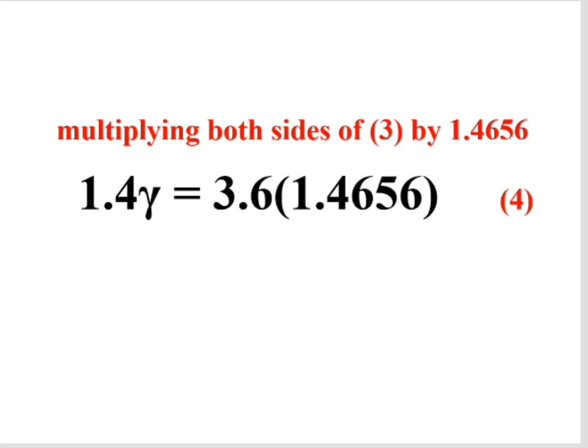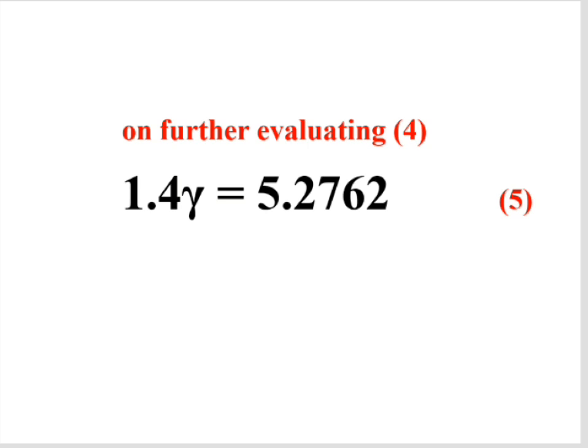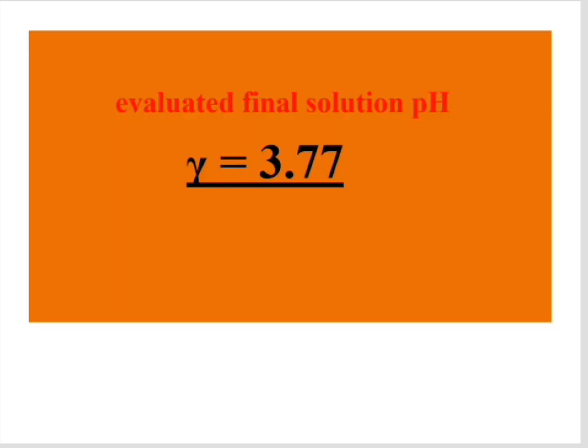And so we're going to have 1.4 multiplying the final solution pH to be equal to 3.6 multiplying 1.4656. And invariably, we're going to have 1.4 gamma to be equal to 5.2762. And with that, we can find the final solution pH to be 3.77.